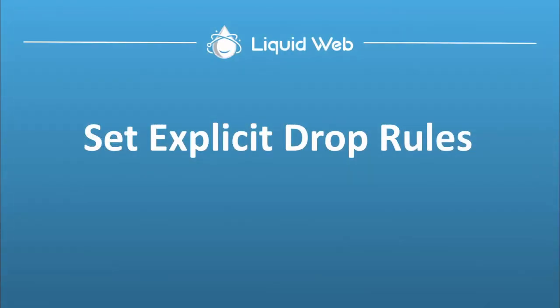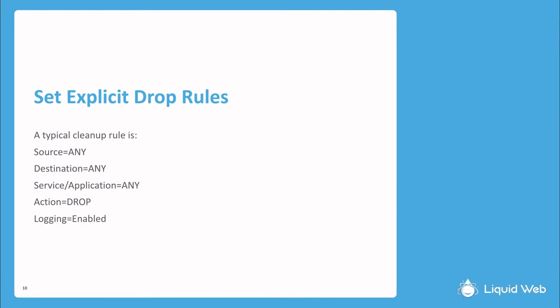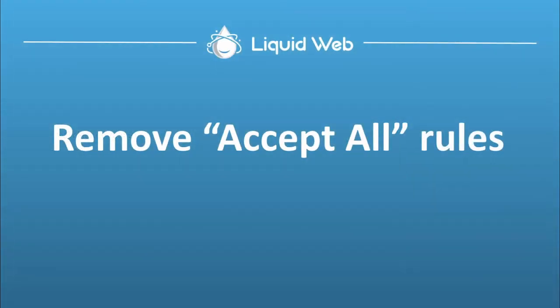You should also set an explicit drop rule. Once you've identified the traffic that should be allowed, you should drop everything else. A typical drop rule is source any, destination any, service any, action drop, and logging enabled so that you can check to see what kind of behavior is being dropped by the firewall. You should remove any accept all rules. Some firewalls may come with some accept all rules built in to make them easier to set up, but they're not safe and they should be removed.